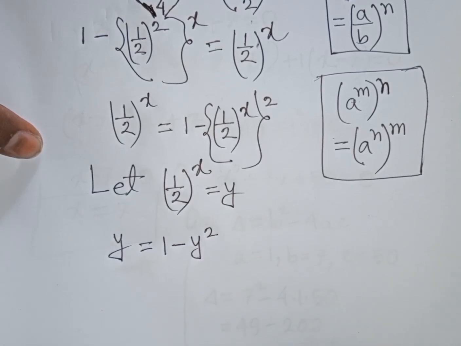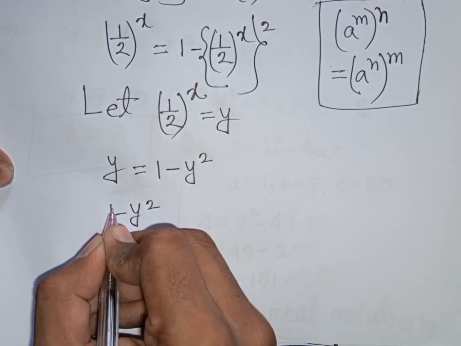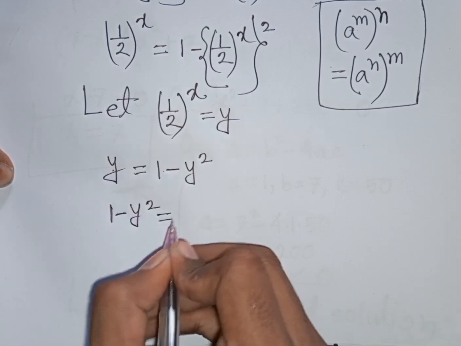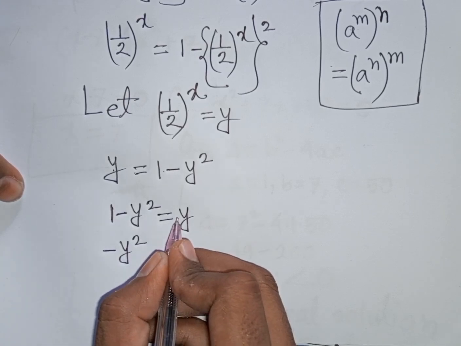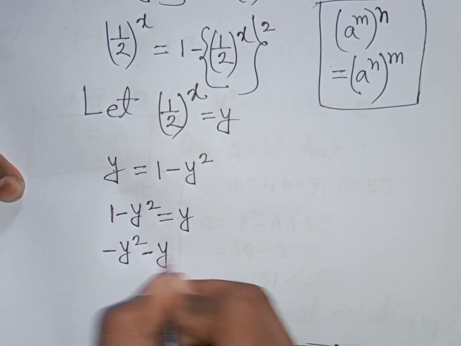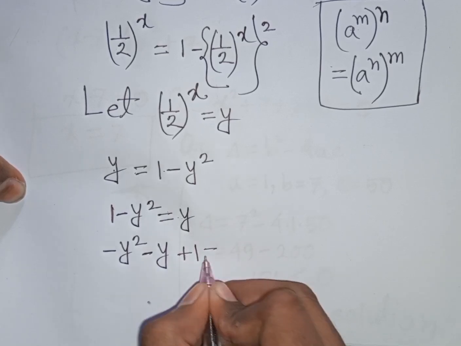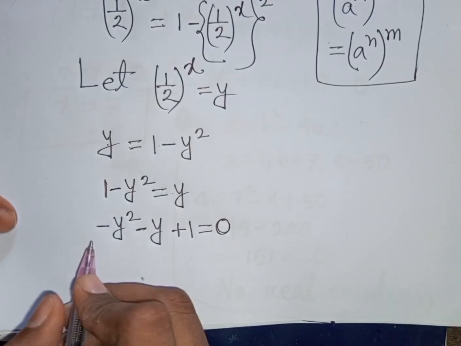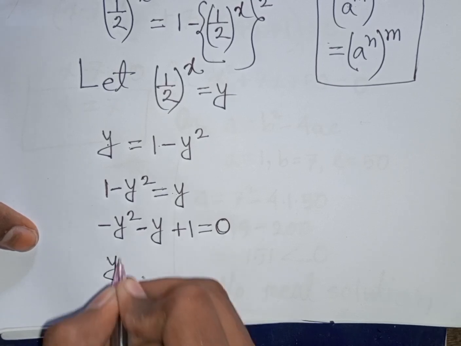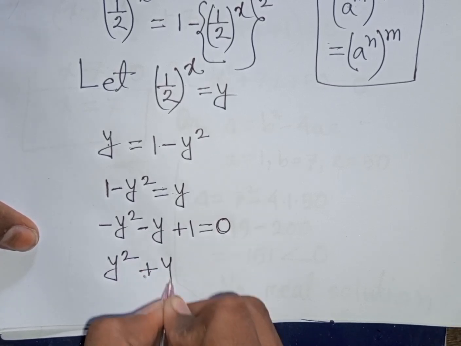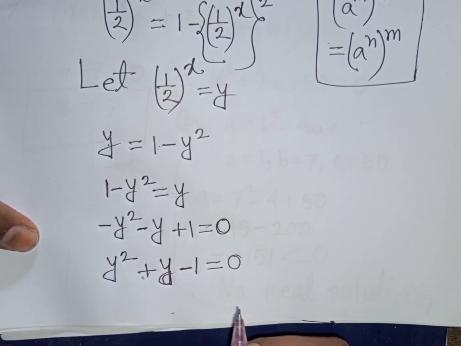Now I can write here 1 minus y square is equal to y. Now minus y square, then this plus y we take to the left side, so this will be minus y, then plus 1 is equal to 0. Now we multiply by minus 1 on both sides. So minus y square, that means it will be plus y square, minus y, that means it will be plus y, then plus 1, that means it will be minus 1, then is equal to 0.